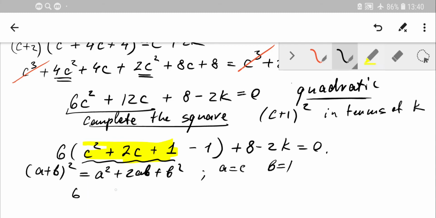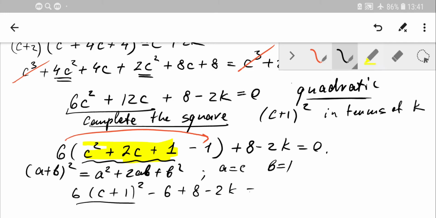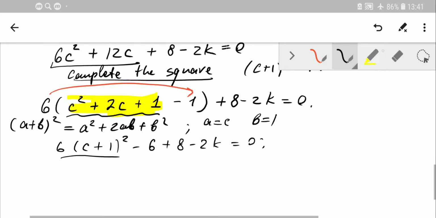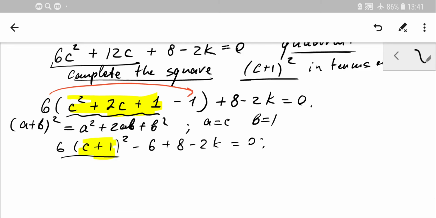So that's why finally we'll get 6 times, and here we'll get complete square, which is c plus 1 squared. Okay, and because we subtract 1 also, I'm going to do 6 multiplied by minus 1, and that's how I separate it from this expression. So simply minus 6 plus 8 minus 2k equals 0, from where I have what I designed to express. It's c plus 1 squared, which is here.